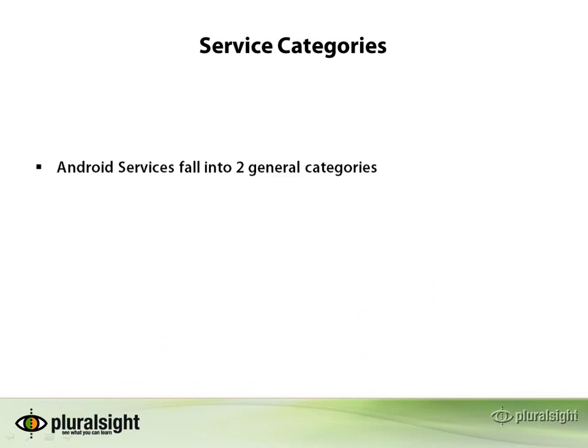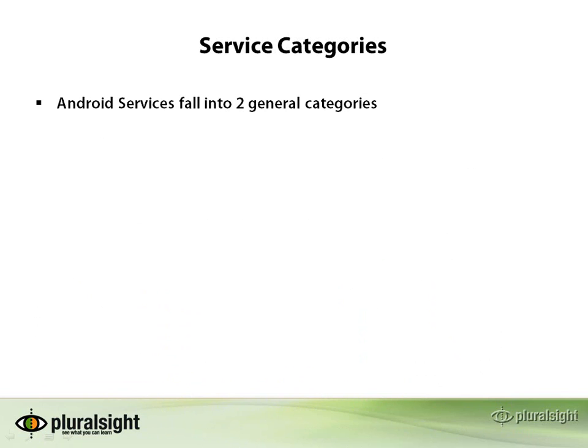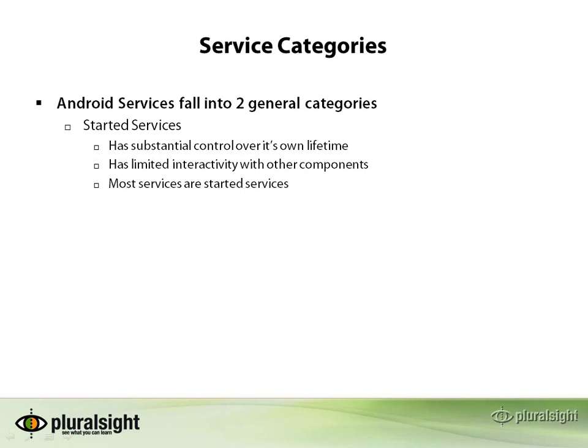Now, services fall into two categories. Basically, the most common category is what's called a started service. And basically, the idea is that some component needs something done in the background. It issues a request to have that task done. A service gets started. And that service from that point on runs on its own. It manages its own lifetime. It can decide when it exits. It can stay running for longer periods even when there's nothing to do. And it really has limited interactivity with other components. It's really its own independent entity that can pass information back with some limitations, but it's really managing itself.